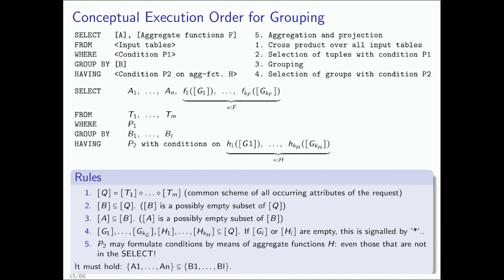Once you created those groups, you can make a condition on the group saying, okay, I only want groups that have more than 42 tuples. Then you can phrase that in that having condition. That's totally fine. We had many examples for that.